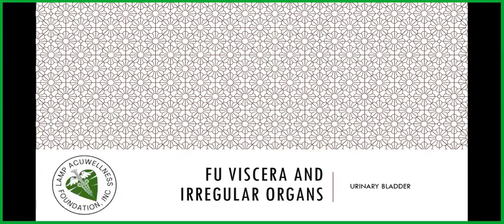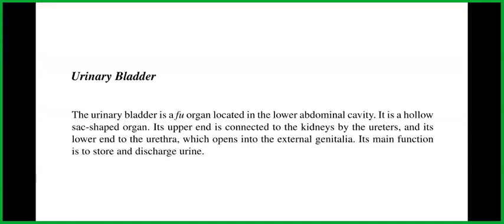Let us go to Fu viscera and irregular organs. The topic is urinary bladder. The urinary bladder is a Fu organ located in the lower abdominal cavity. It is a hollow sac-shaped organ.